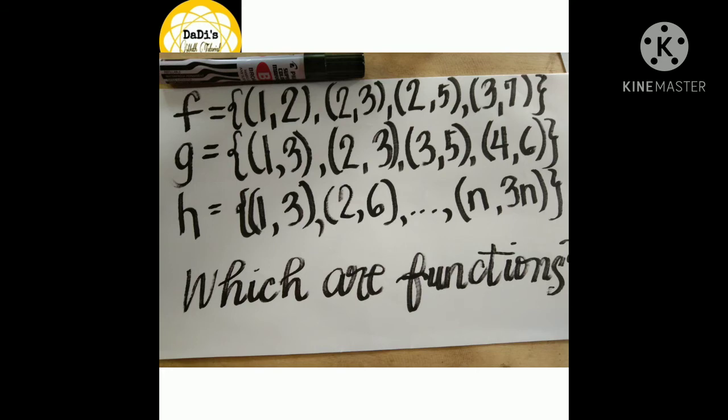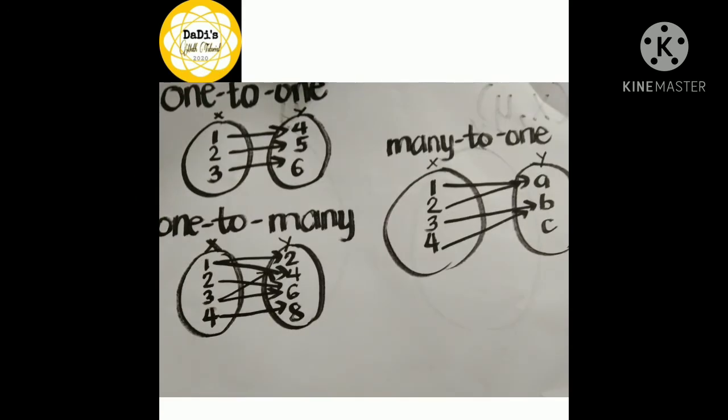Tama, magaling ka na. So, i-introduce ko sa inyo ang tatlong uri ng map diagram. Ipapakita ko sa inyo ang map diagram. So, meron tayong 1-to-1, 1-to-many, and many-to-one. Pag sinabi nating 1-to-1, loyal sila sa isa't isa. Walang nag-aagawan at walang may mga kabit.